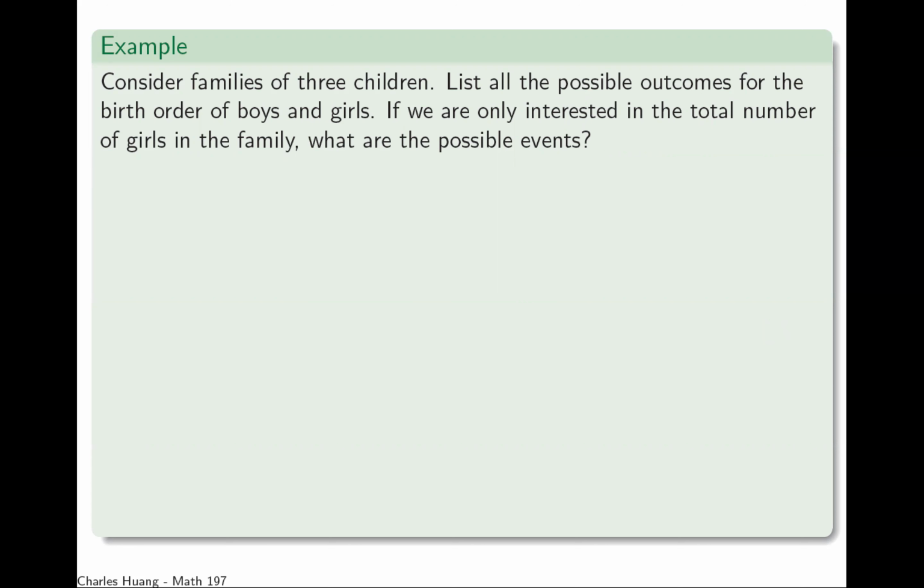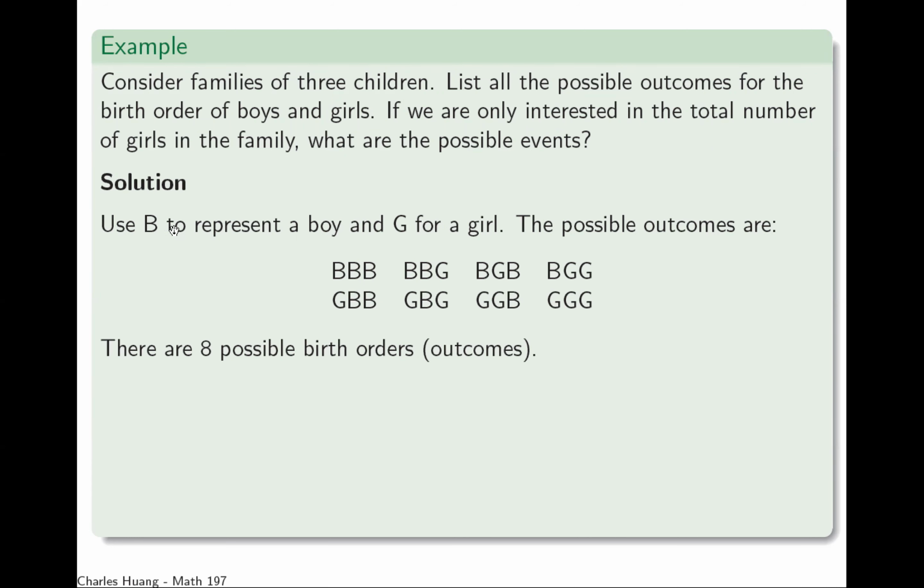Now, if we're interested in all the possible outcomes, what we'll have to do is list all the different birth orders, all the different ways to have 3 children. We can use B to represent a boy and G to represent a girl. And you will notice that we can get boy, boy, boy; boy, boy, girl; boy, girl, boy; boy, girl, girl, and so on and so forth. There are 8 possible birth orders, or 8 possible outcomes.